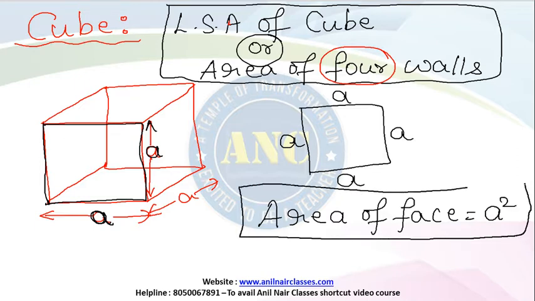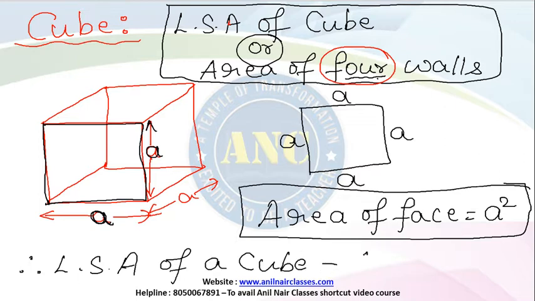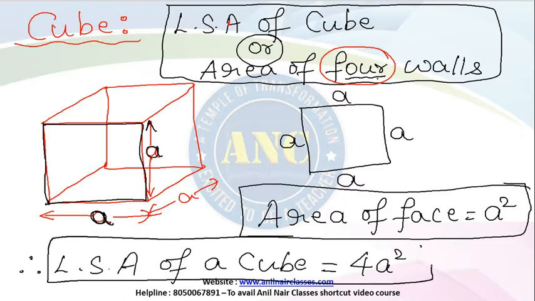But I definitely want to find the lateral surface area of this entire cube. Lateral surface area is the area of 4 faces. For one face it is a square. For 4 faces it is 4a square. Very simple, sir. Therefore I can conclude that the lateral surface area of a cube is 4a square, where small letter a represents the side of the cube. I hope you are very clear with how to find the lateral surface area of a cube.